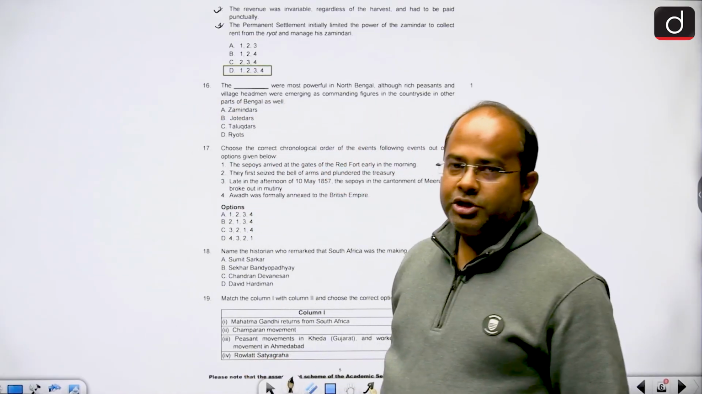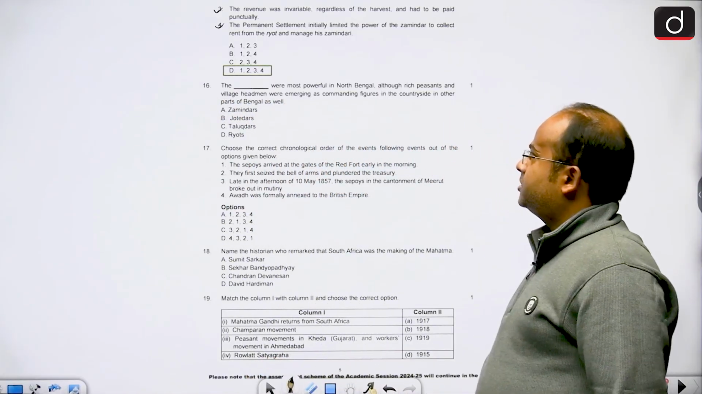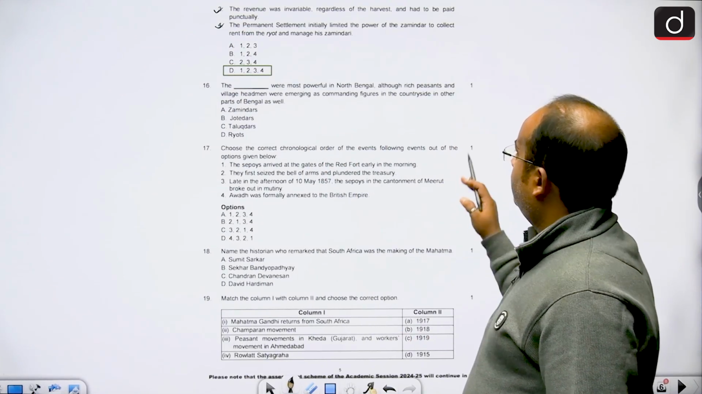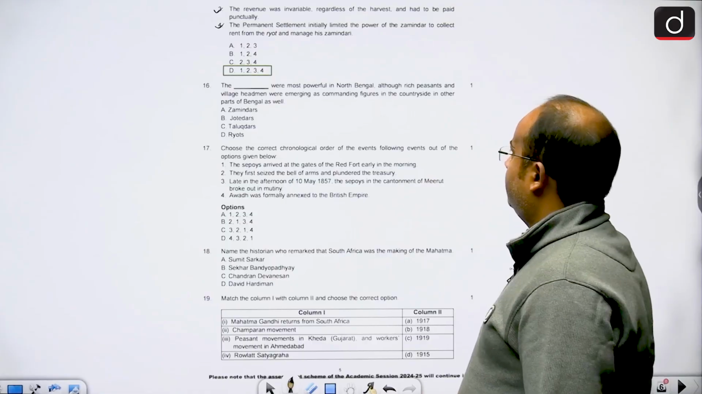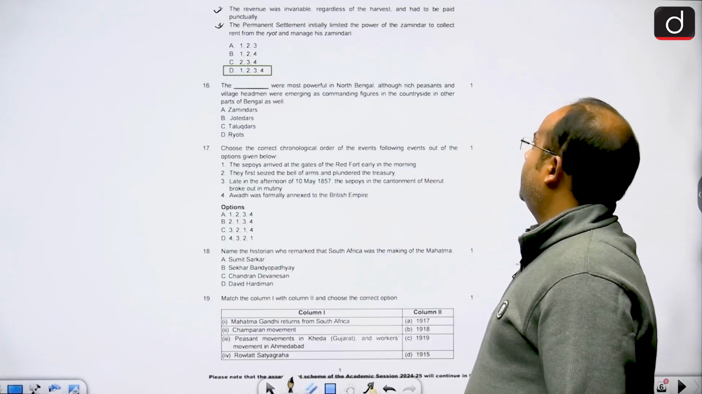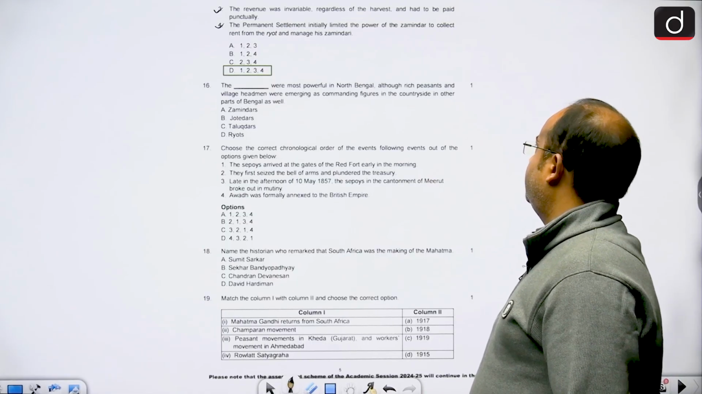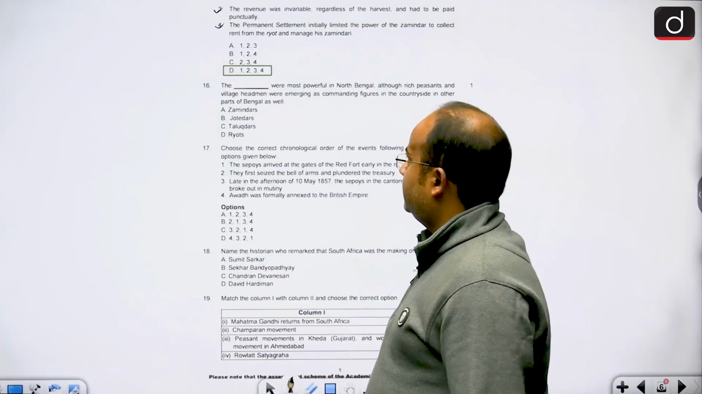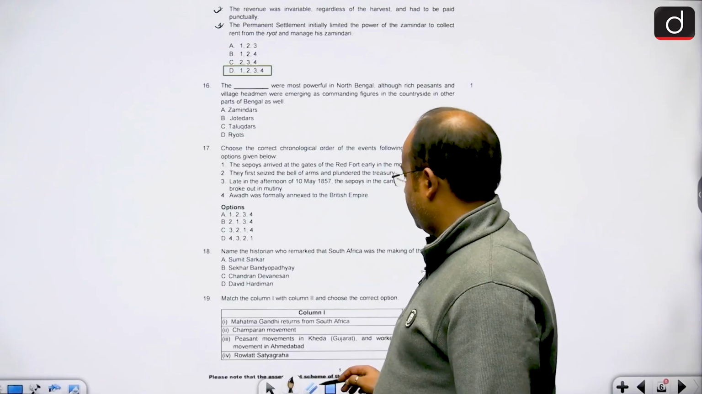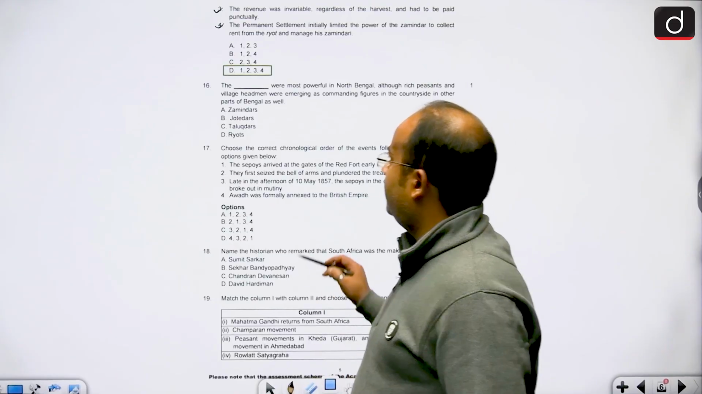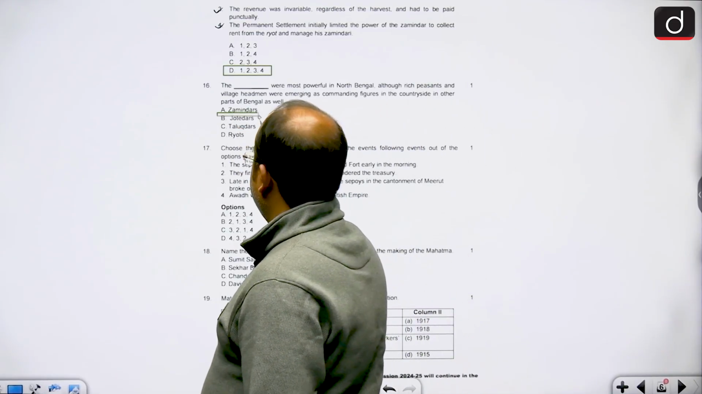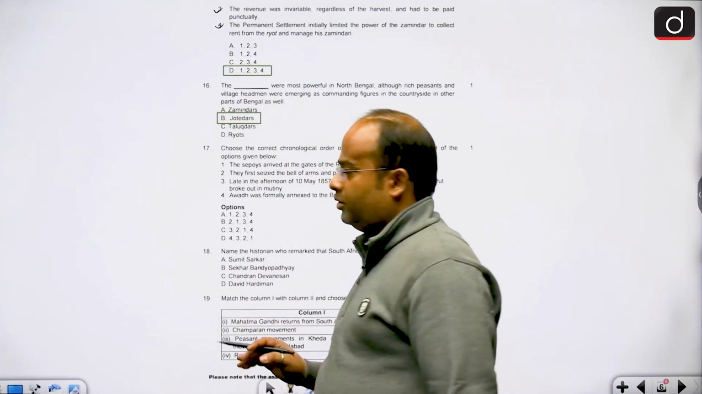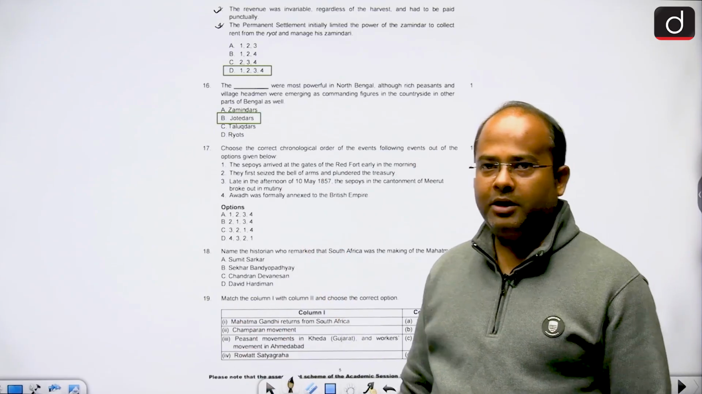Now come to question number 16. The dash were the most powerful in North Bengal. Although rich peasants and village headmen were emerging as commanding figures in the countryside in the other parts of Bengal as well. They were zamindars, jotedar, talukdar or rayyats. So technically, my dear friends, they were called jotedars. Jotedars were the most powerful in North Bengal. The correct answer will be option B.